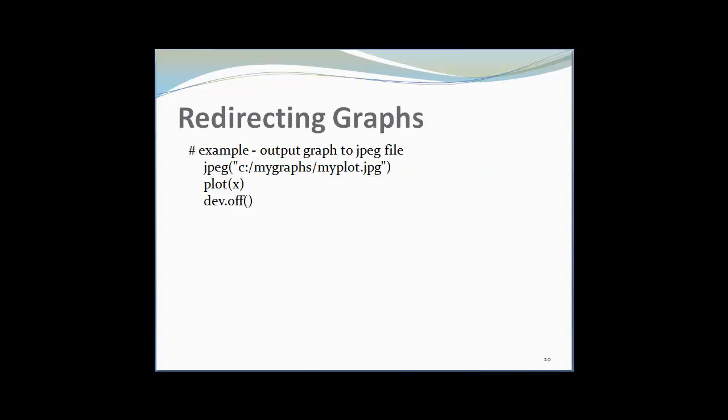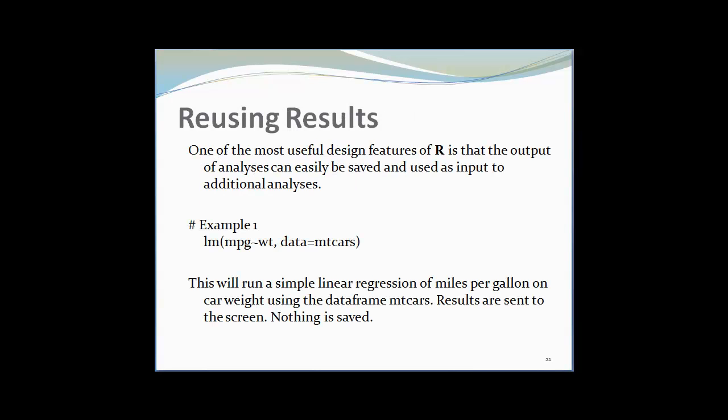Here is a short example for redirecting the graphs. Example for output graph to a JPEG file. This is the command for that. Now reusing results is one of the most useful design features of R. The output of an analysis can be easily saved and used as input to additional analysis. For example, lm(mpg ~ wt, data=mtcars). This is the data.